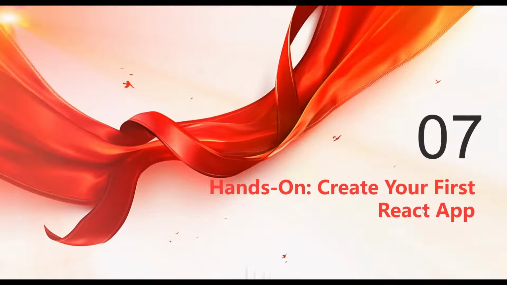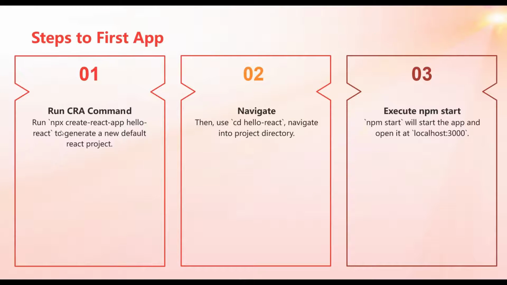Okay, now we are going to create this hands-on example. First of all, the command is npx create-react-app followed by the name, to generate a new default React app. Then we need to navigate to this project and run npm start. It will start the app on a port. This is the default port, 3000. We can also modify this port later on. I will explain how to modify this port in a later tutorial.